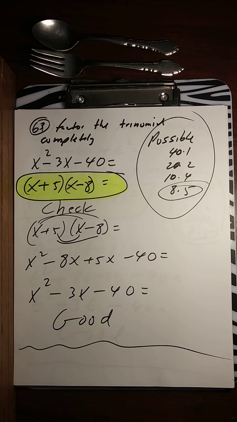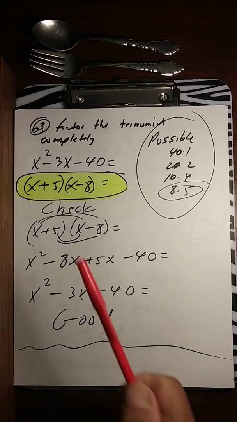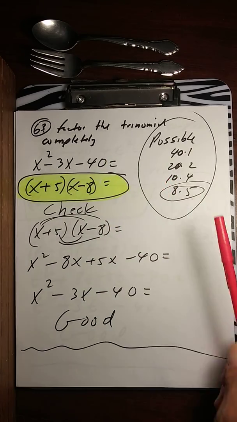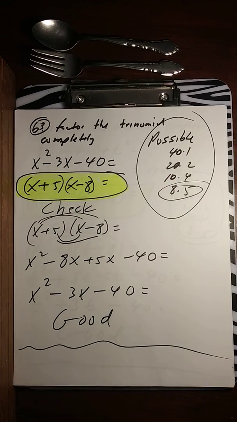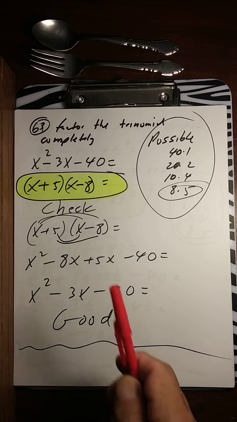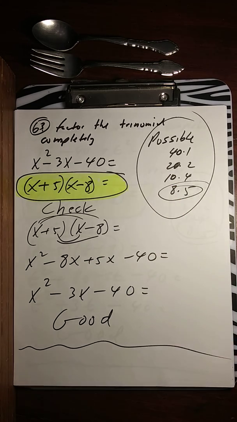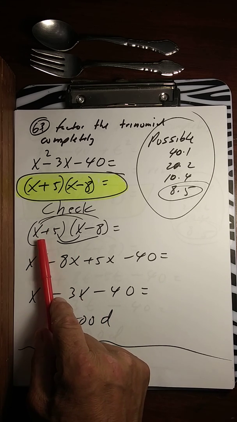Factor the trinomial completely. Alright, let's see. 40. These are all the possible numbers for 40. But which one? Well, we'll say 8 and 5. So 8 and 5 is the one we're going to do. So let's go from there. Is that going to work?